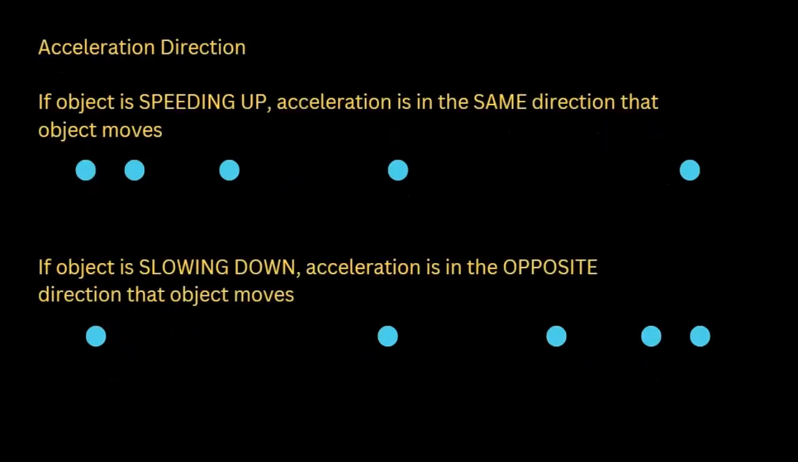Did you know that acceleration has a direction? Well, it does, because acceleration is a vector. And I have 2 simple rules to help you determine the direction of acceleration. If the object is speeding up, acceleration is in the same direction that the object moves. So here we have these dots getting further and further apart. So we know that the object is speeding up. And let's say that the velocity is to the right. And if it is speeding up, the same direction means that the acceleration is also to the right.